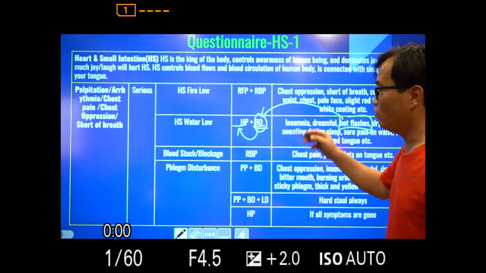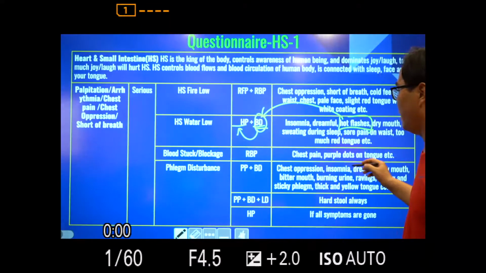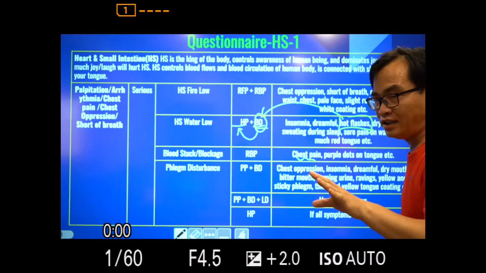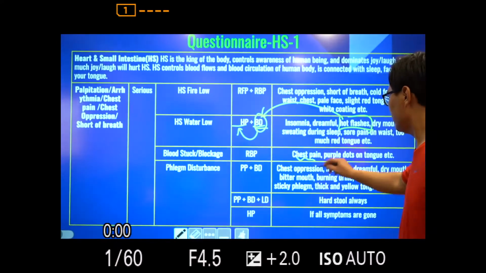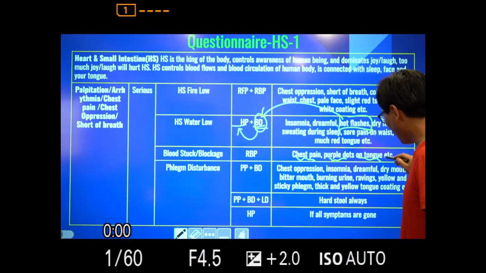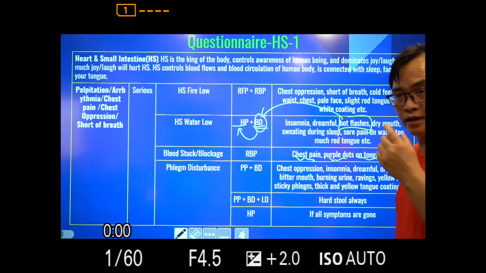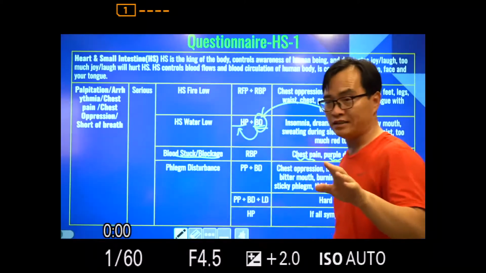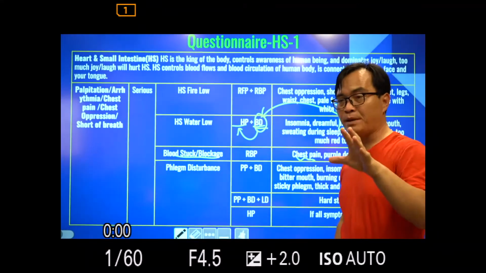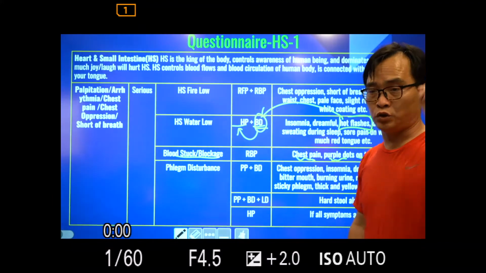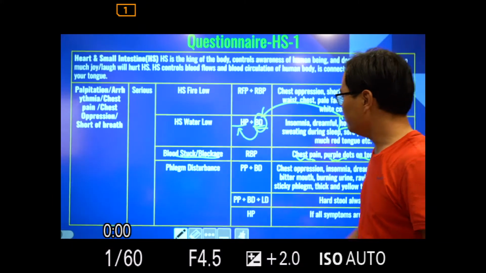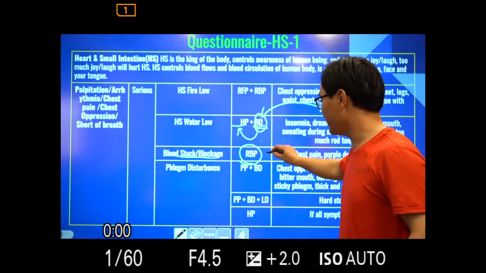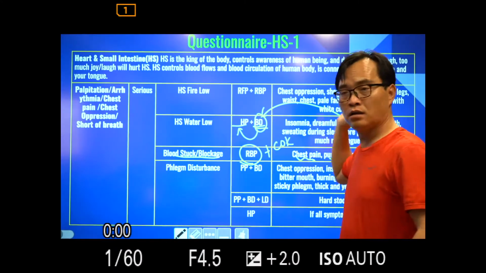And if the people with those kinds of problems at the same time have chest pain, where there is pain, there is interstices or blood blockage. Chest pain, purple dots on top. Okay, if you see the purple dots on top, it must be the blood blockage in the HS system. Blood blockage will make people have a heart attack or even a stroke, right? It's very important. We need to use Raven Plus as the major formula to work on that. Sure, it can combine with COK, right?